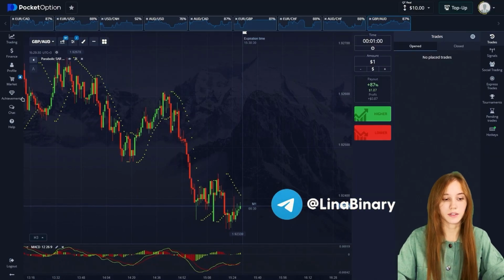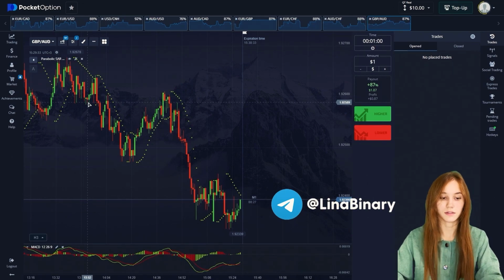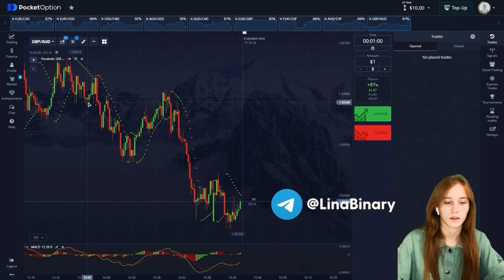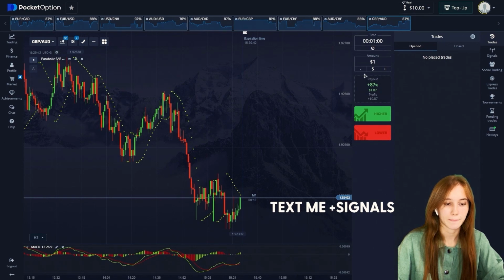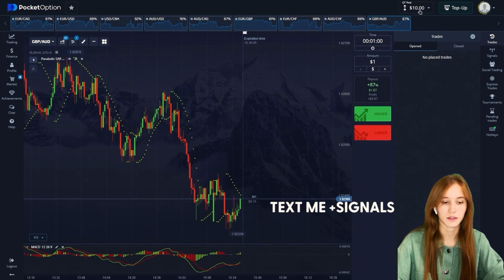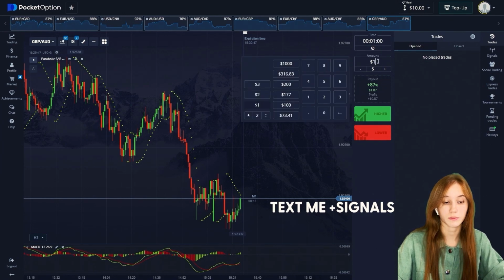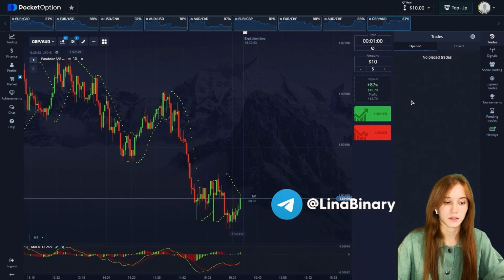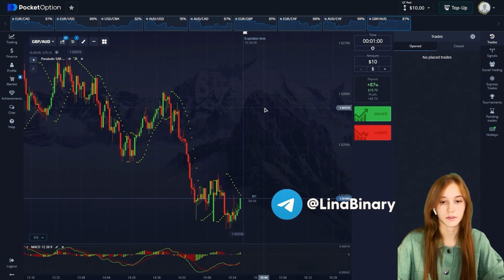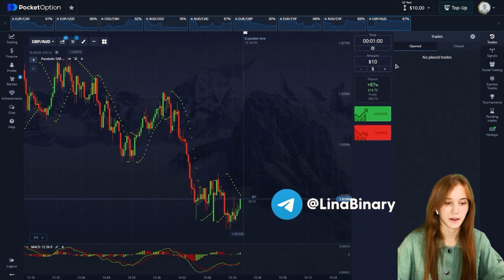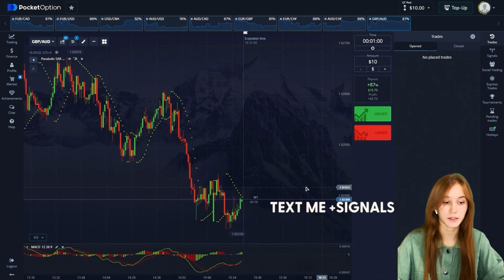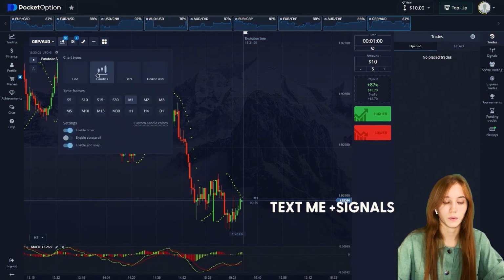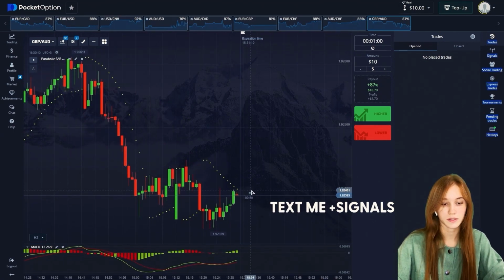So today I'll show you exactly the trading strategy. It's these two. Our workspace, we set it up. The amount is our budget, it's $10. The amount is also $10. And our time is 1 minute, 1 minute, 1 deal. Therefore, let's move on to the settings of the chart. 1 minute.